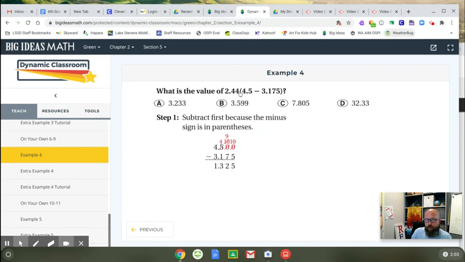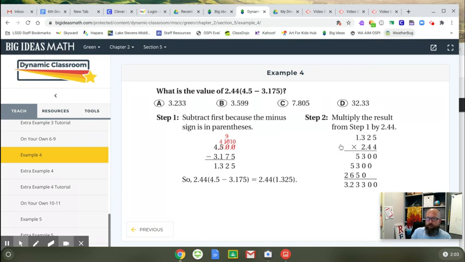Now, whenever the number is next to parentheses, that means I multiply. So we already learned adding and subtracting before. Now we're doing multiplication, so I have to take 2.44 times my answer. Okay? So 2.44 times 4.5 minus 3.175 becomes 2.44 times 1.325, which was my answer from the subtraction. Step 2 is to multiply the result.